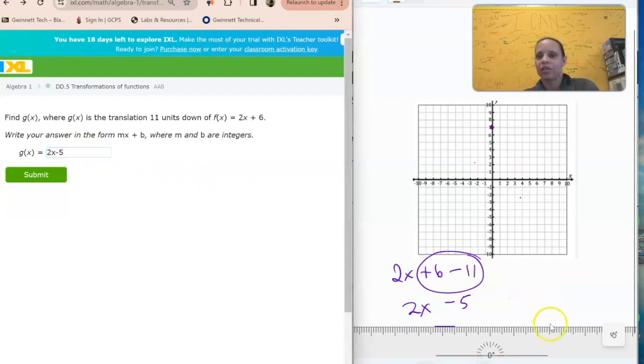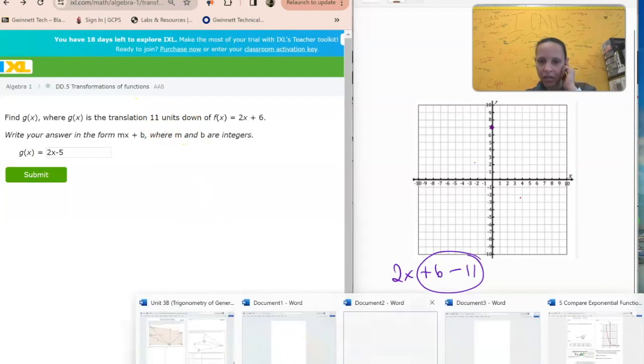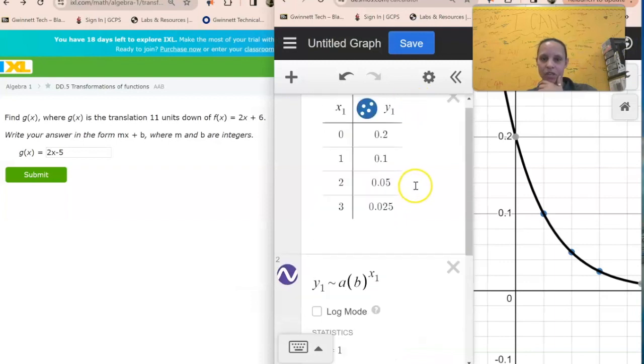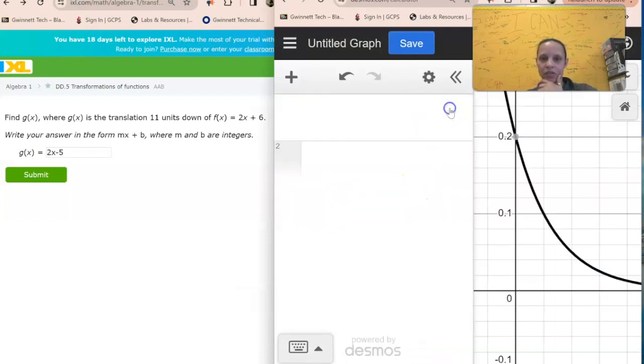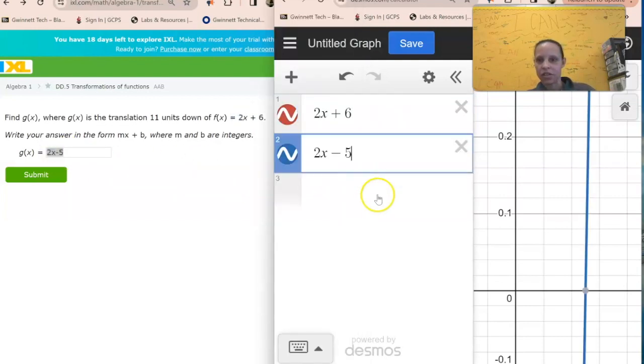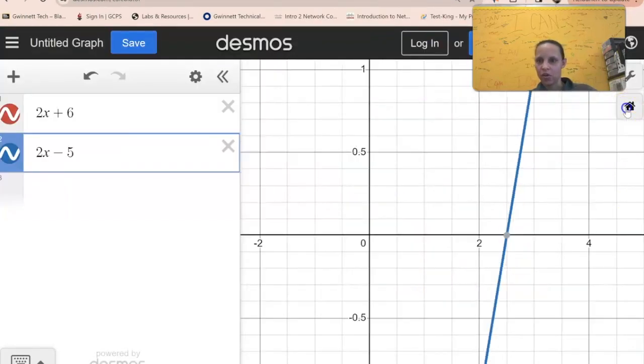So now I have two answers. I can check. Did this move 11 down? That's what I'm looking for. So going back to the calculator, I'm double checking. So I already have an answer, but I'm just double checking it. All right, so I start off with this, and then I move it 11 down to get this. So let's see if that worked. So red to blue. All right, hit home to see all of it.